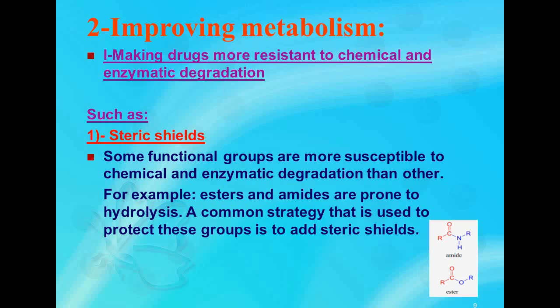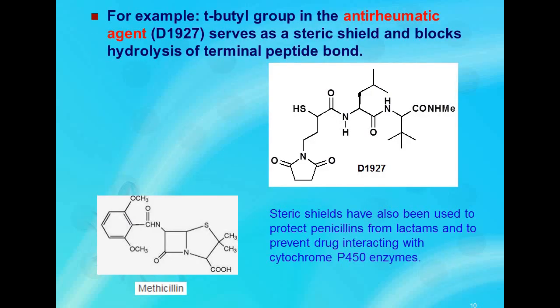Some functional groups are more susceptible to chemical and enzymatic degradation than others. For example, esters and amides are prone to hydrolysis. A common strategy that is used to protect these groups is to add a steric shield. A steric shield is designed to hinder the approach of a nucleophile or an enzyme to the susceptible group. These usually involve the addition of a bulky alkyl group close to the functional group.